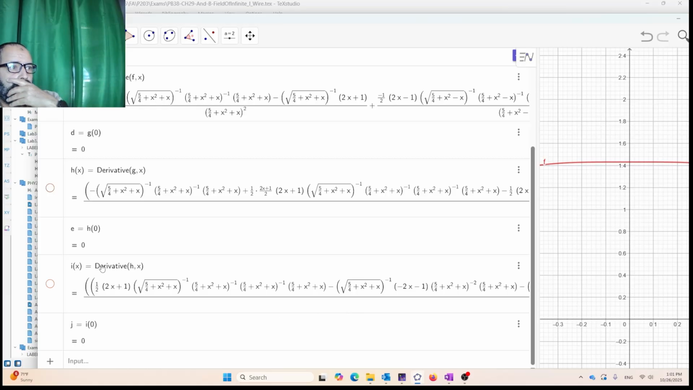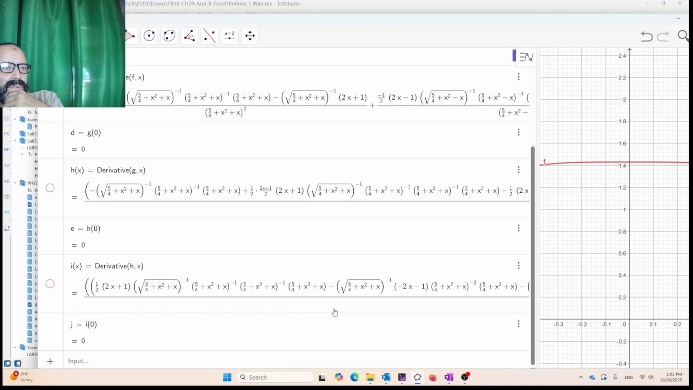So I asked it to find the derivative of this derivative of the derivative. So this is the third derivative with respect to x, and it gave me an even worse expression than the other two. But at the end, I evaluated this function at 0, and it gave me 0. And that's as predicted.